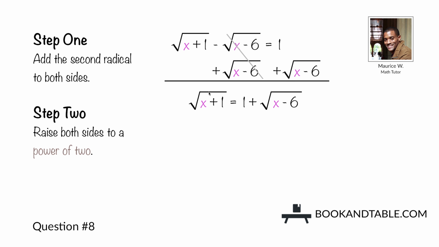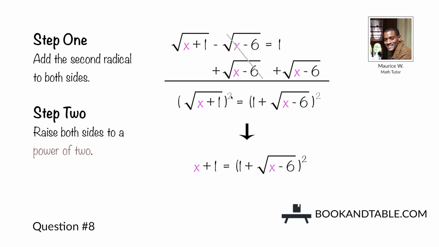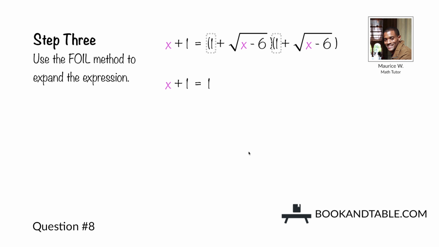We want to remove this radical sign. Since the index here is 2, we'll raise both sides to a power of 2, eliminating the radical, leaving us with just x plus 1 on the left side of our equation. On the right side, we have 1 plus the square root of x minus 6 squared. So we'll use the FOIL method to expand this expression in step 3.